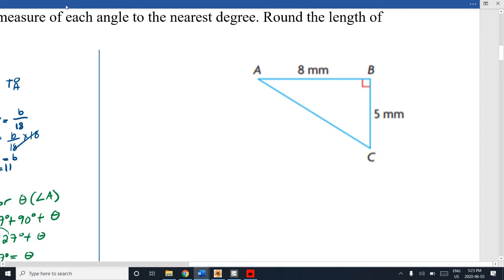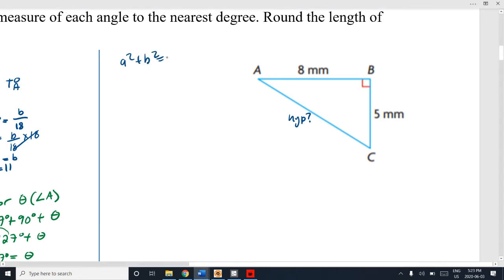Let's try another example. Here we have another right triangle, and we can see we have two sides, but we're missing the hypotenuse, this side here. We don't know what it is, but we can solve for it. Since we know two sides, we can just use the Pythagorean theorem. So we know a squared plus b squared is equal to c squared, and remember c means the hypotenuse squared.